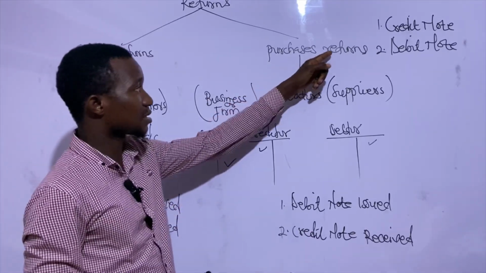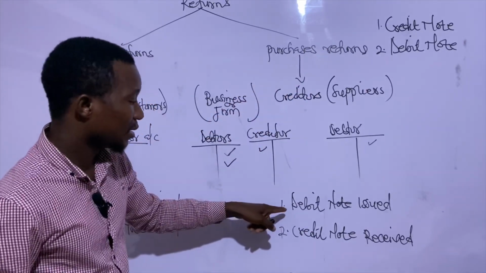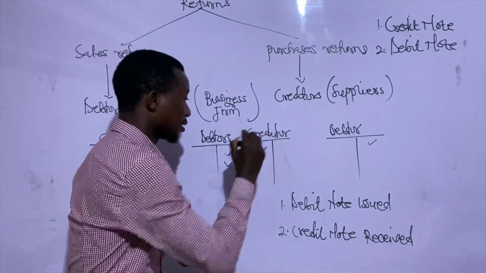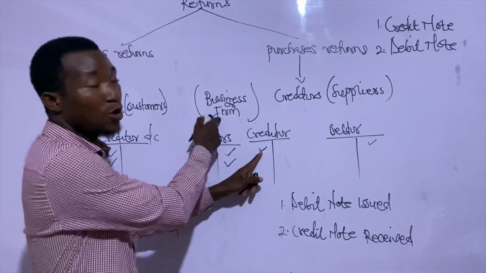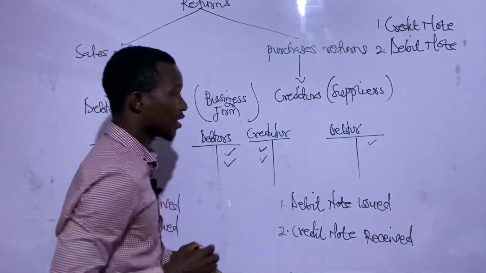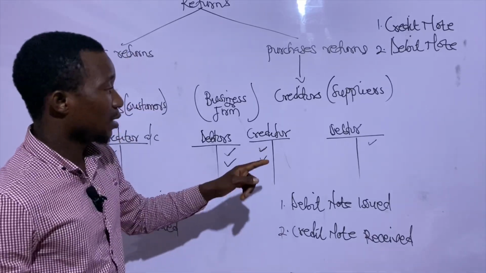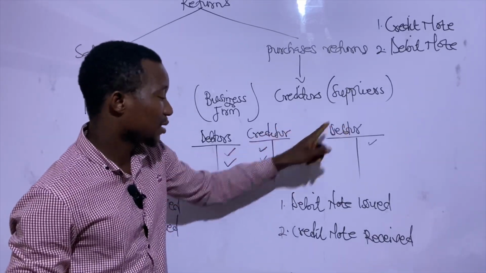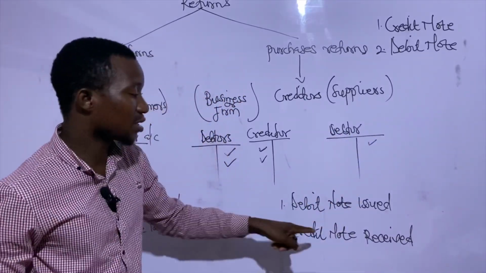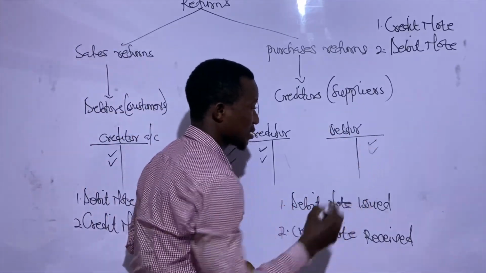When we move to purchases returned, the debit note issued will be recorded at the debit side of the creditor's account in the book of the business. Credit note received will also be recorded over there. In the book of the supplier, the debit note issued will be recorded at the credit side, and a credit note received will also be recorded at the credit side.